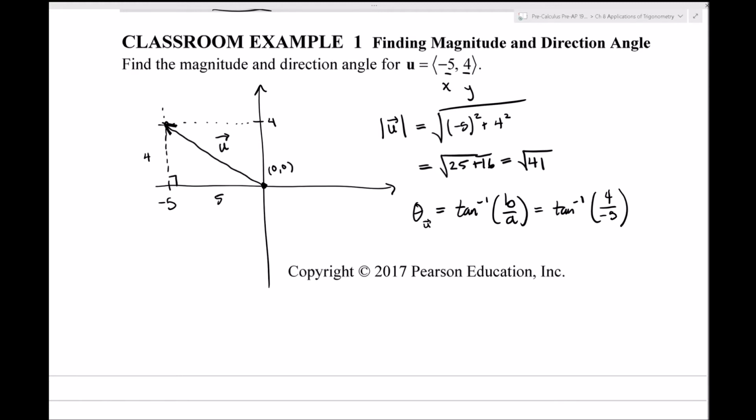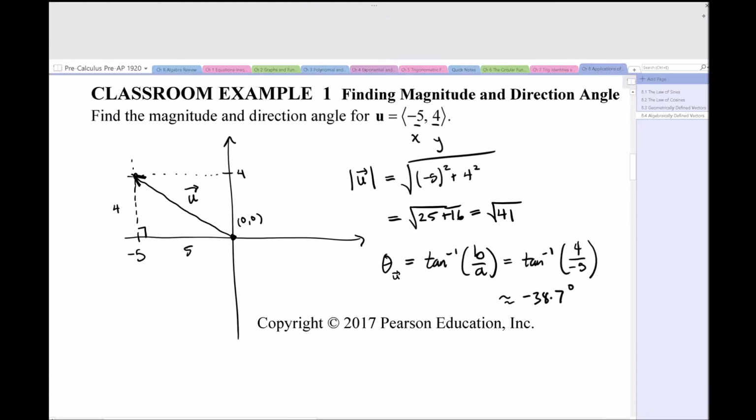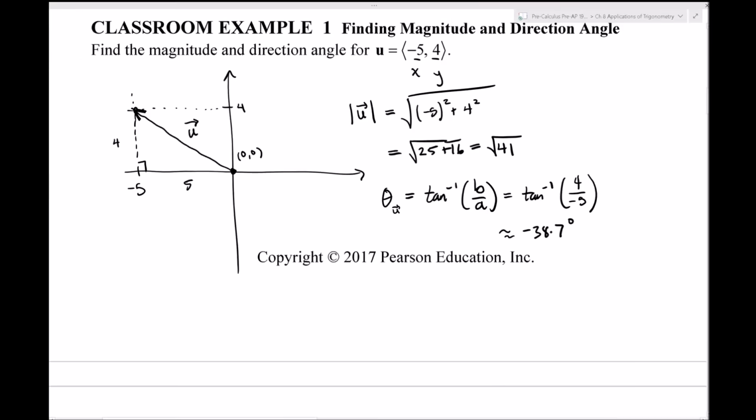Tangent is always y divided by x by definition. So we're taking the inverse tangent. I'm doing that on a calculator. Inverse tangent of negative 4/5. And I'm getting negative 38.7 degrees. I'm going to round to the nearest tenth of a degree. So negative 38.7 degrees. So what is it giving me? If I draw that in standard position, it's giving me this angle, negative 38.7 degrees.